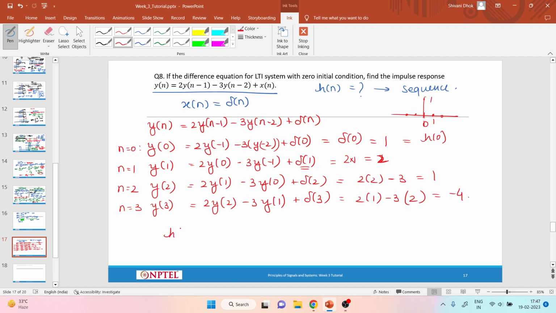So my h of n is basically some sequence of the form 1, 2, 1, minus 4 and so on, and this one starts from 0. So this is what we are getting for this given situation. I am taking this example because if you are given some y of n of this form and you have been asked what is the value of h of n at n equal to 5, then this is the way you should proceed step by step.